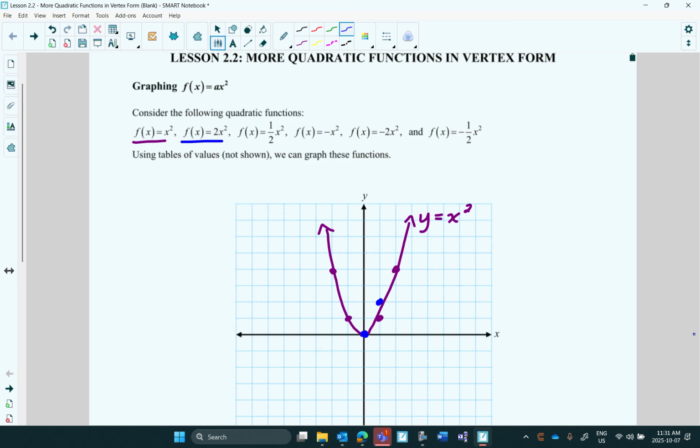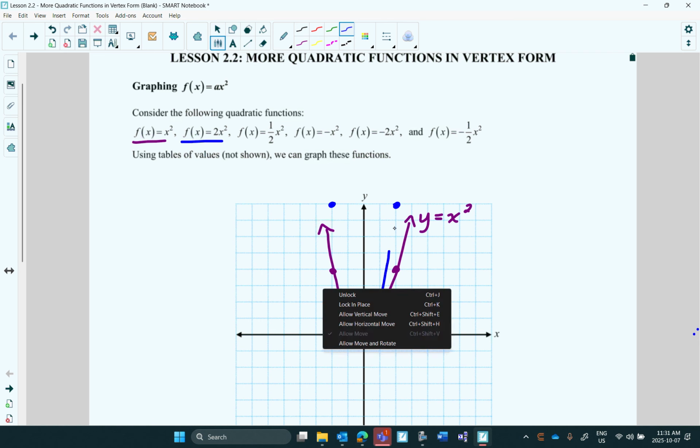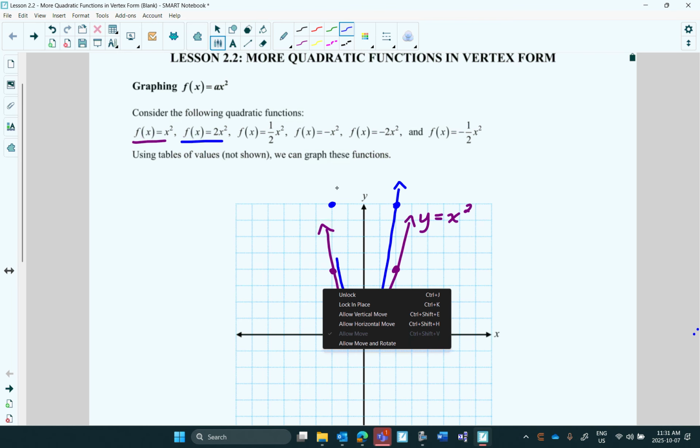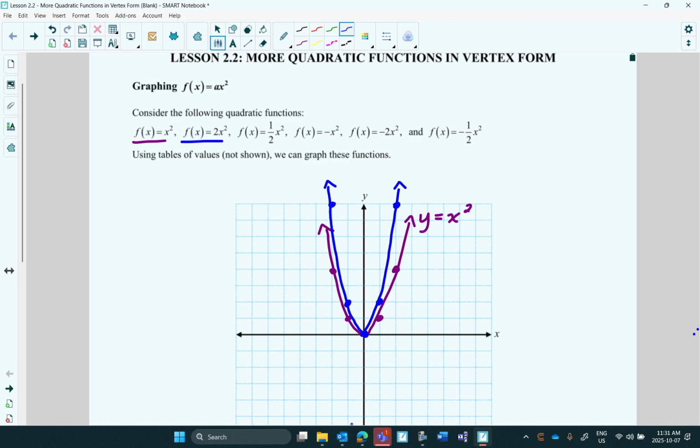And 2, well, 2 squared times 2. So instead of going up 4, it goes up 8. And it would do that on the other side, because negative 1 squared is 1 times 2 is 2. Negative 2 squared times 2 is 4 times 2 is 8. Notice that 2x squared, it's narrower. It climbs quicker.